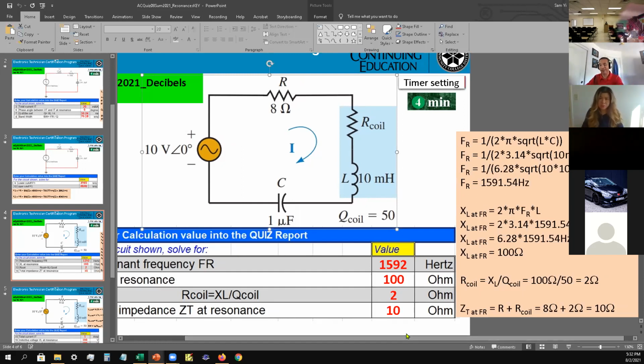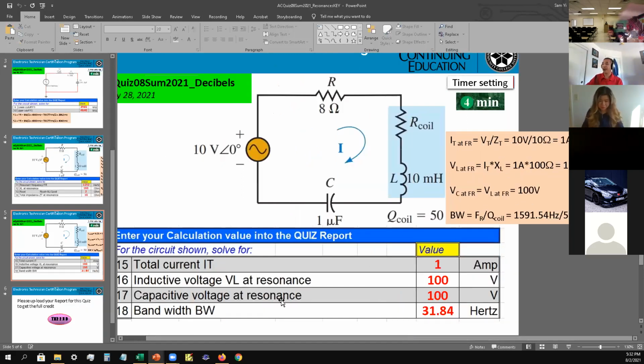Okay, you're good? All right, last 4 questions. They want to find the total current. So total current at resonant frequency equals VT divided by ZT. So that's 10 volts divided by 10 ohms, which gives you 1 amp. So 10 divided by 10 equals 1.